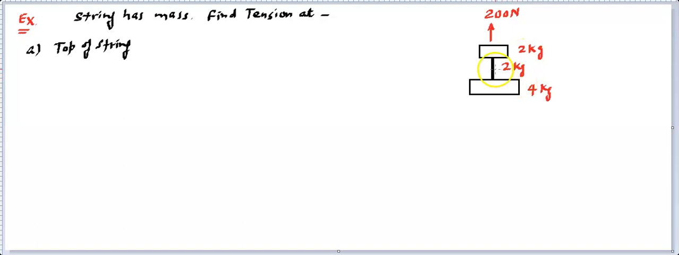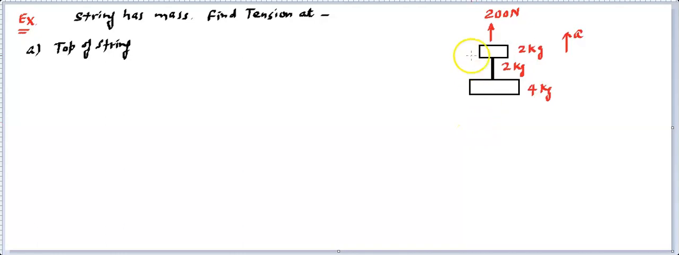These are the blocks. 2 kg is the mass of the string. That's a string, and the mass of the string has been given as 2 kg. And 2 kg and 4 kg are the blocks. They are moving up. So we can say the entire system is going to move up with acceleration a. So we can say this is our system, and we can write the Newton equation for this particular system or arrangement.